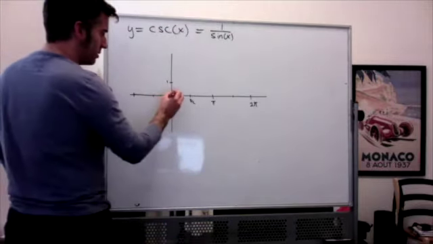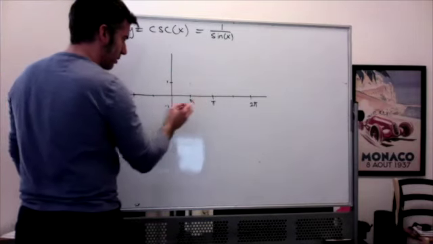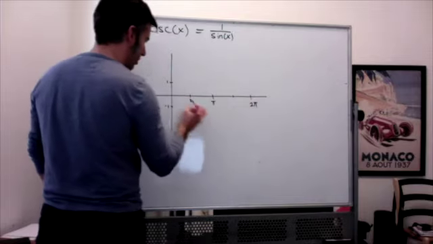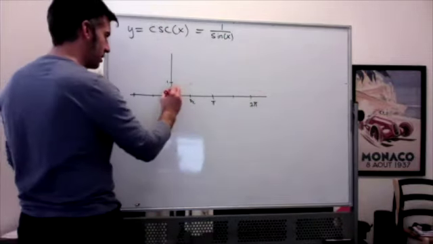So sine of 0 is 0, and sine of pi over 2 is 1. Sine of pi is 0. Sine of 3 pi over 2 is negative 1. Sine of 2 pi is 0. Right? A full period of sine looks like this.